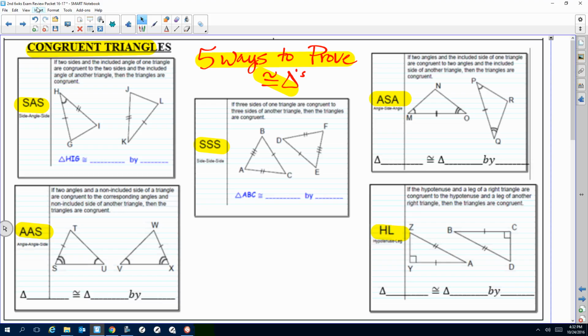So you will have some problems asking you to determine if the triangles are congruent. There are 5 ways to prove triangles are congruent. I've highlighted those 5 ways. I also want to go over what things you might need to do and see in order to use those 5 ways.